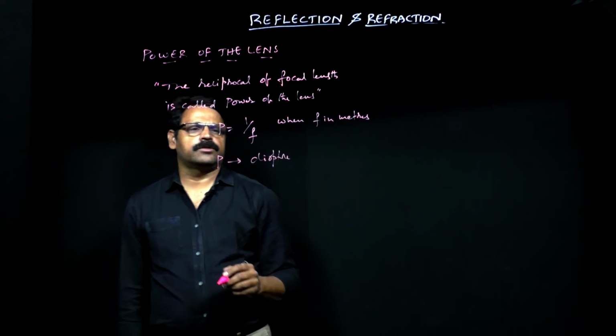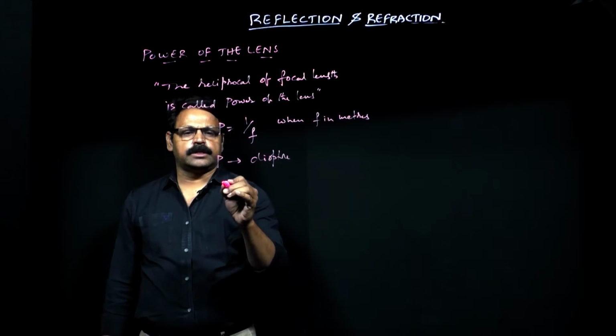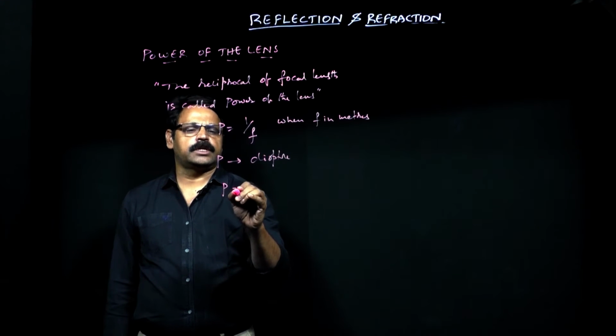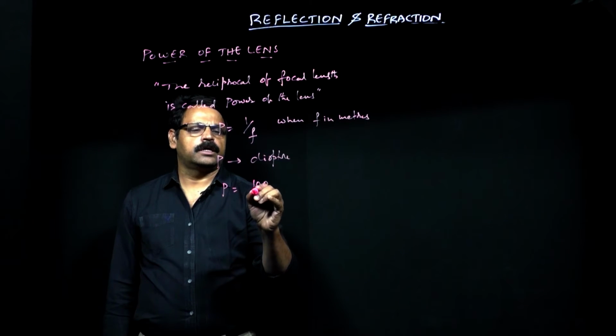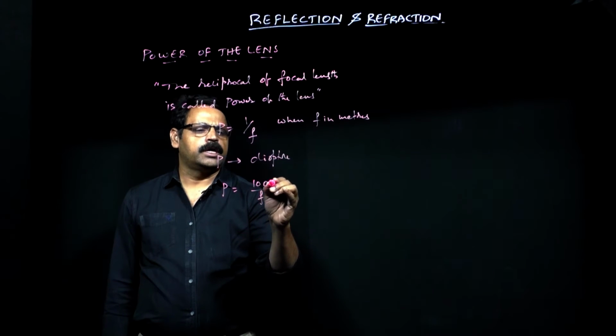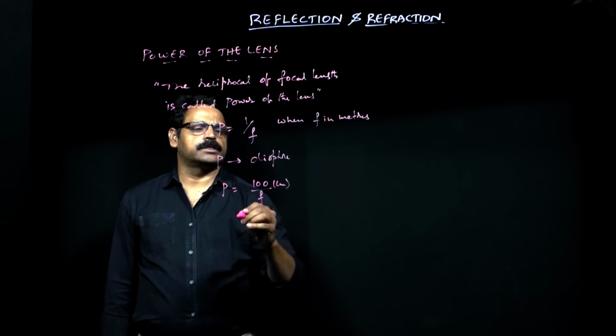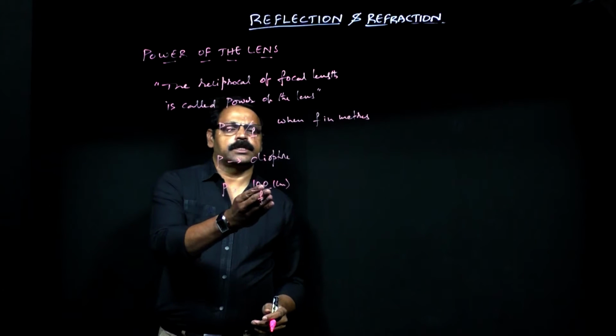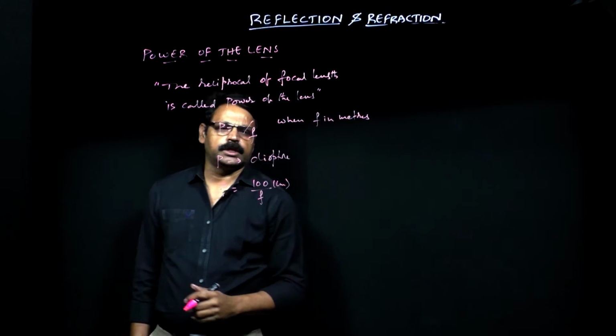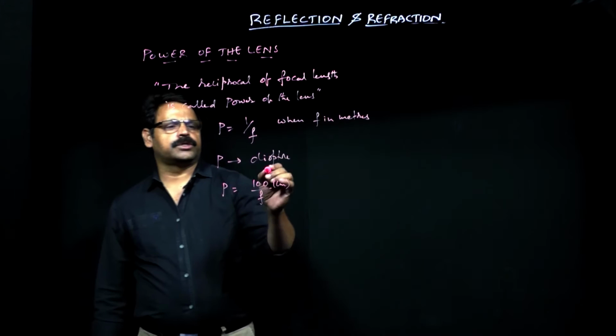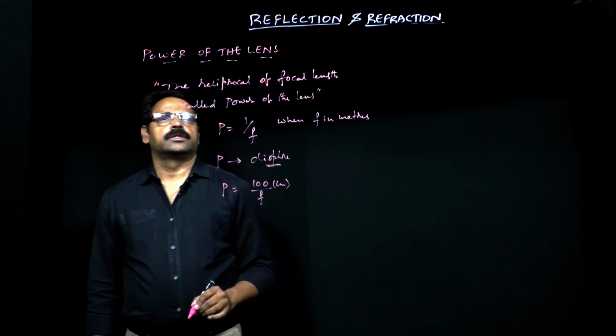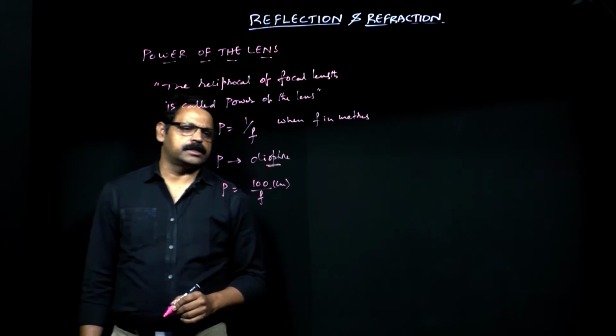Generally the focal lengths are given in centimeters. That is the reason we generally take 100 divided by f if f is given in centimeters. In such a case, obviously it will get converted into meters only. So diopter is going to be the unit for this. So this is the power of the lens.